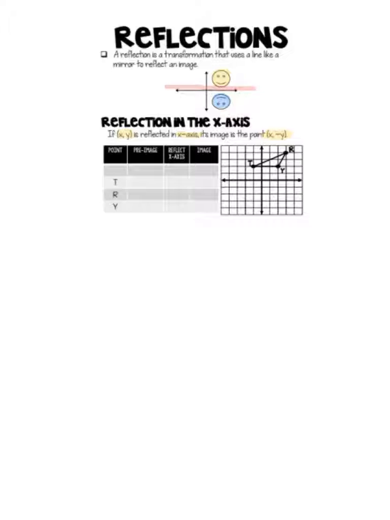We have triangle TRY. Point T is at negative 1, 2, our pre-image. And you guys can just fill it in your chart, but my little pen thing here is a little bit too big, so I'm going to fill it in down below. So point T is at negative 1, 2.